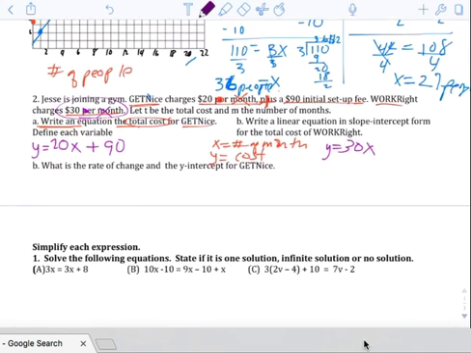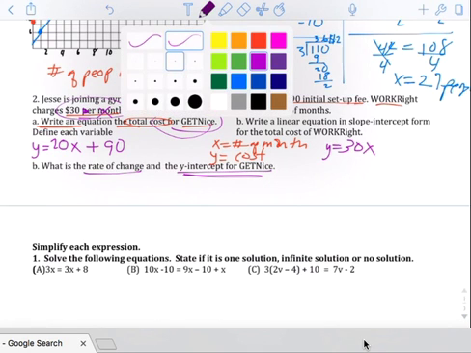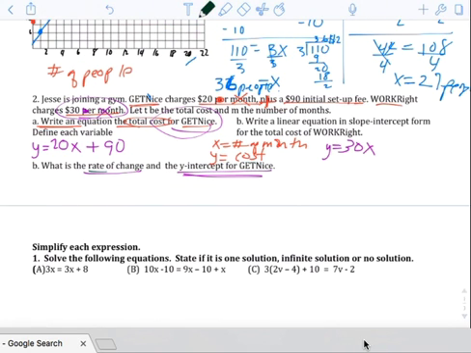Okay. What is the rate of change and y-intercept for Get Nice? We're looking at Get Nice here. Okay, Get Nice. What is the rate of change? $20 per month. The y-intercept is 90. They had only $90.